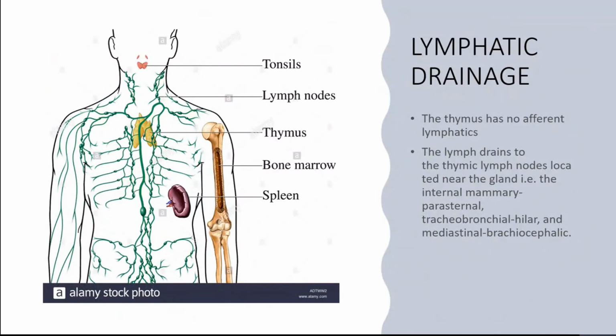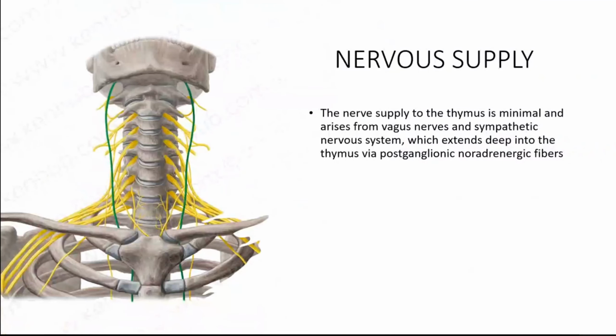Moving on to the lymphatic drainage, the thymus has no afferent lymphatics and the lymph drains basically into the thymic lymph nodes located near the gland, that is the internal mammary, parasternal, tracheobronchial hilar and mediastinal brachiocephalic. If we talk about the nervous supply, we can say that nerve supply to the thymus is minimal and it arises from vagus nerves and the sympathetic nervous system, which extends deep into the thymus via postganglionic noradrenergic fibers.